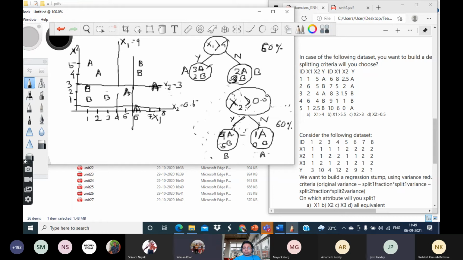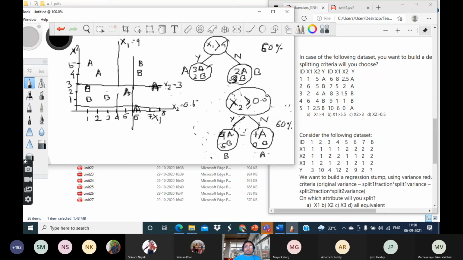Sir, for the first one, I didn't understand why it is 60% in the last case. Here 1a is correctly classified, and here 5 b's are correctly classified. So 5 plus 1 equals 6. Okay, sir.